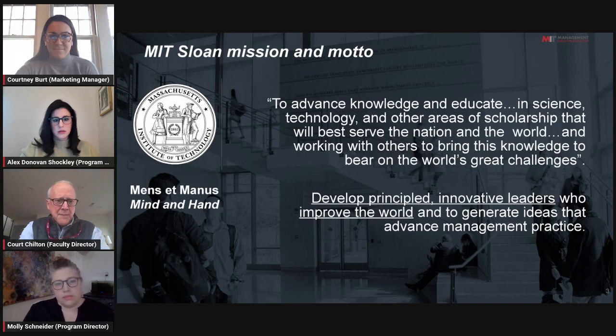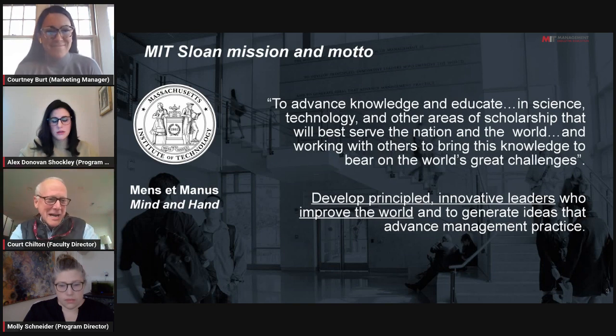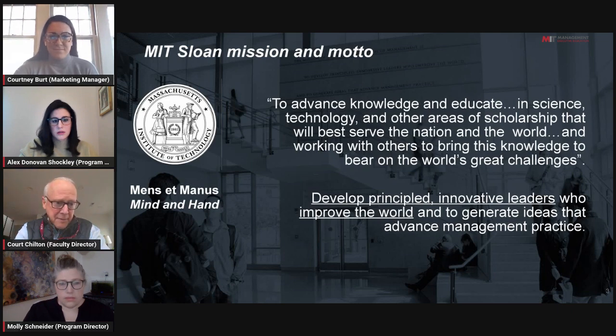All right, so quickly about MIT, what you can see here is the MIT and the Sloan mission statements on the right. The one on the top is MIT's original mission statement, which was to advance knowledge and educate in science, technology, and other areas of scholarship. That's the part that we're in, other areas, management. Why is that? Because when MIT was founded, just before the dawn of the Industrial Revolution, management wasn't thought of as a topic. But we've been doing management as a topic since the early 1900s.